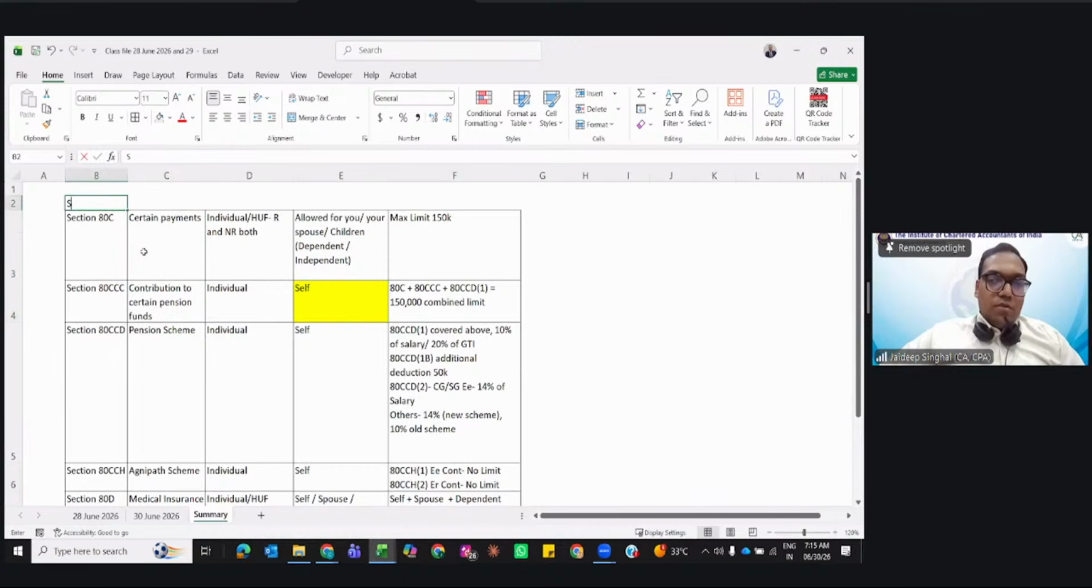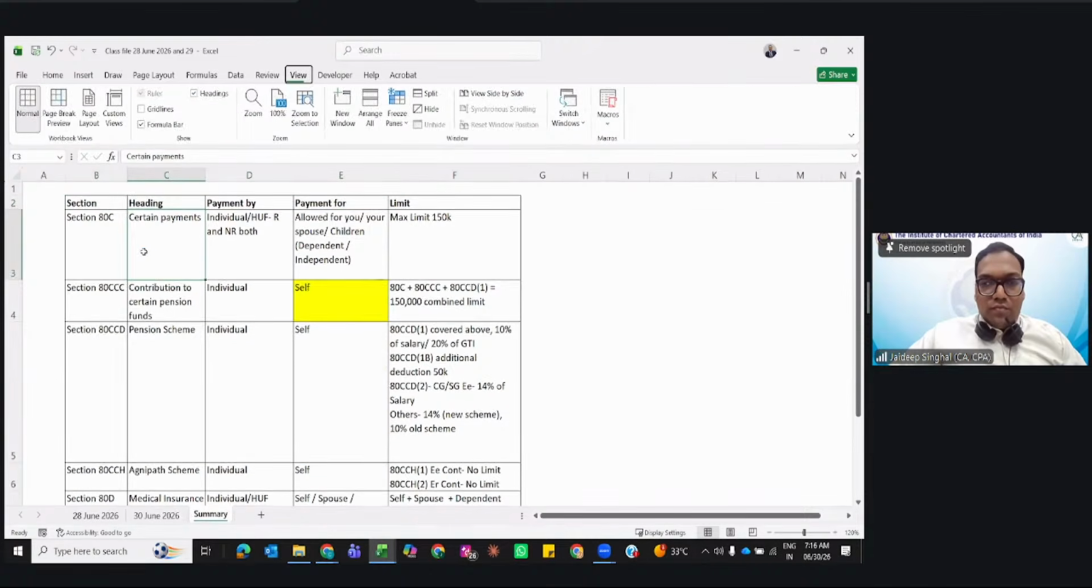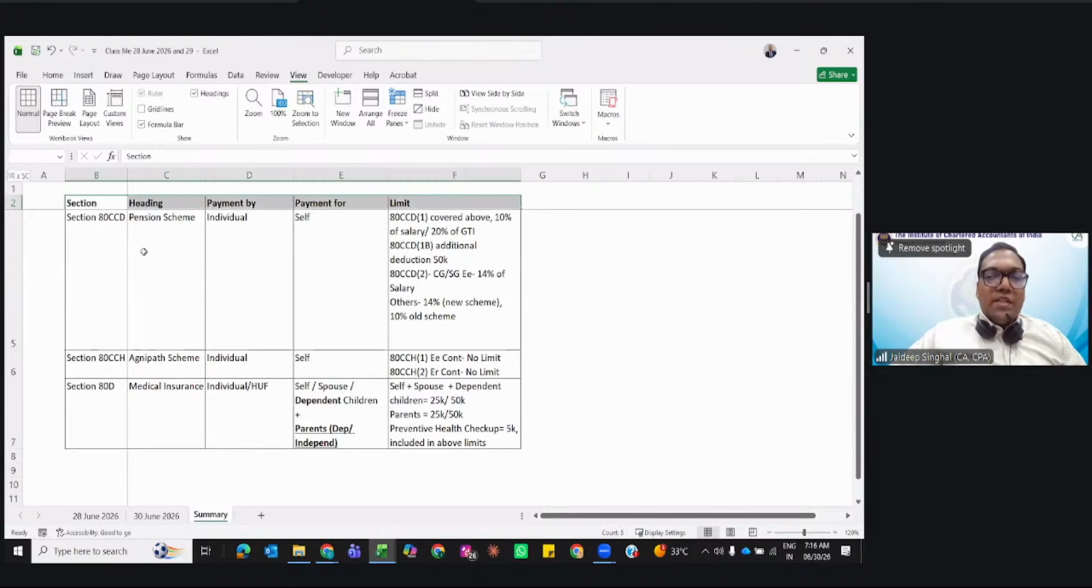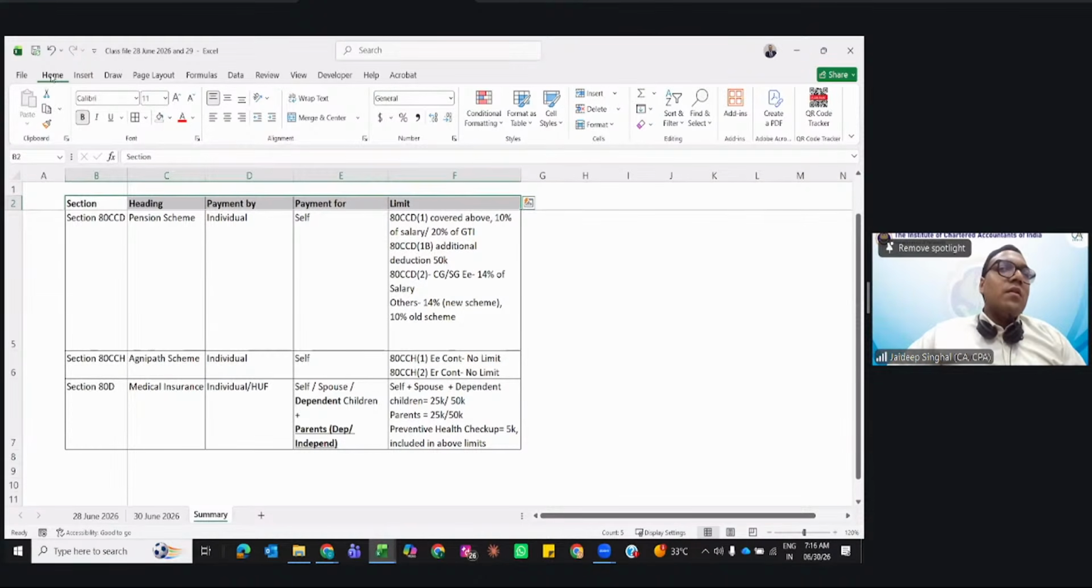Okay. So this is the section. This is the heading. This is the payment by, and this is the payment for, and this is the limit. Let's move to the next section. Outside the limit means allowed outcomes. 150 is the combined limit, right answer.